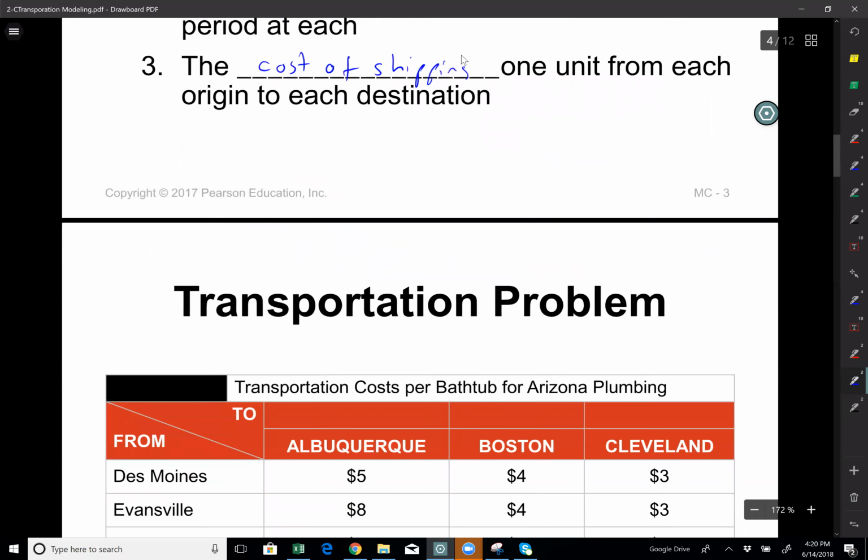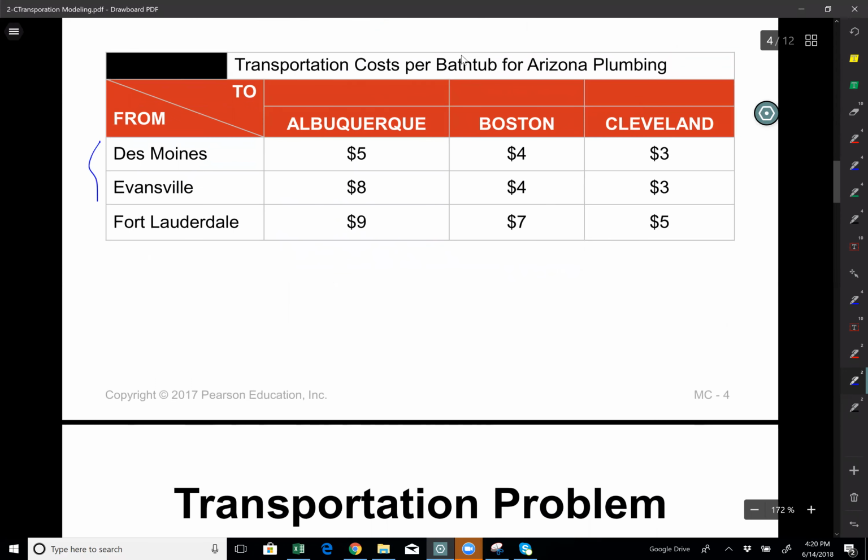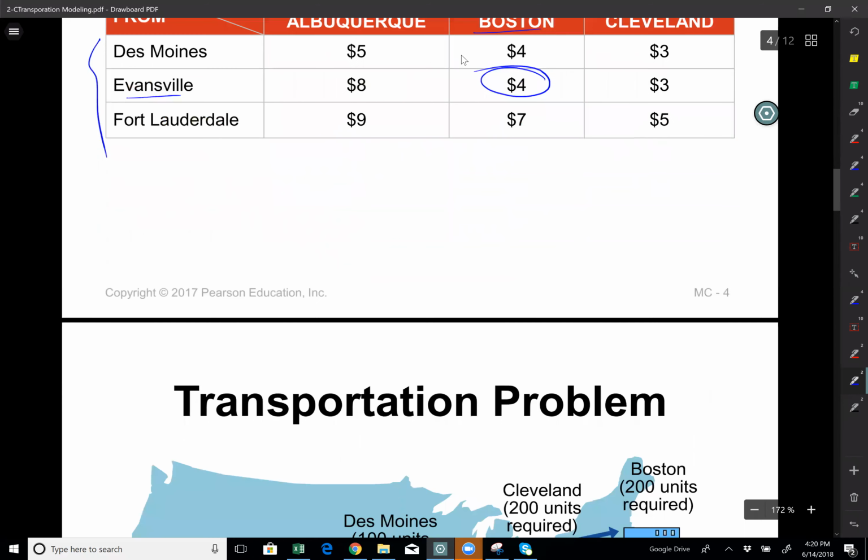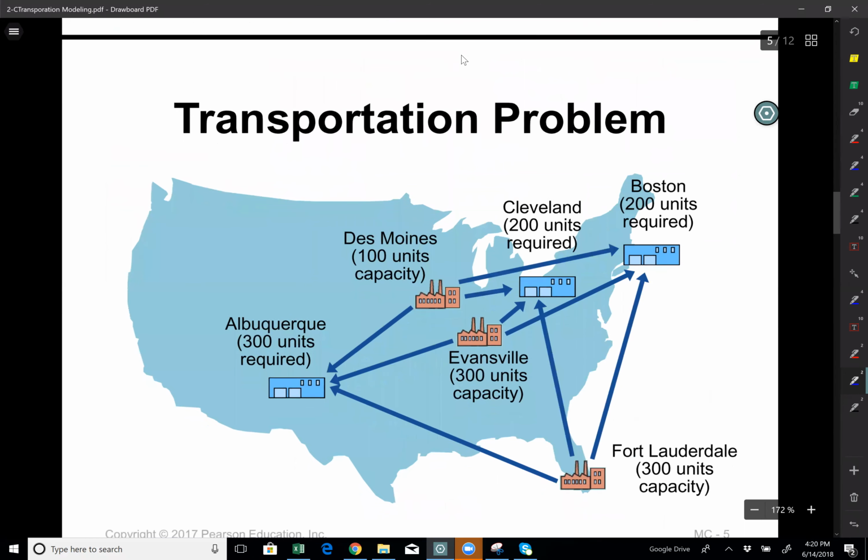So let's look at an example. We have 3 cities here, origin nodes, and we have 3 destination nodes here. You can see the cost between these origins and destinations. We call those arcs. For example, from Evansville to Boston, sending a product will cost us $4. Let's show this on a map.